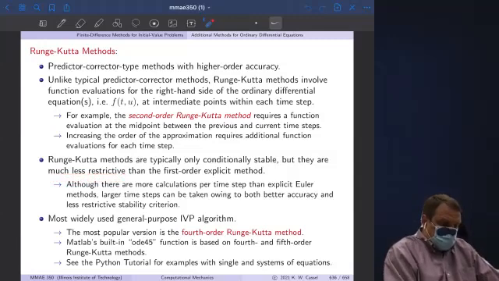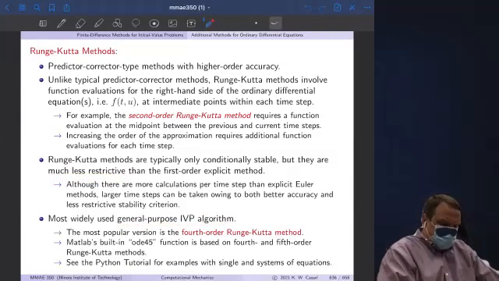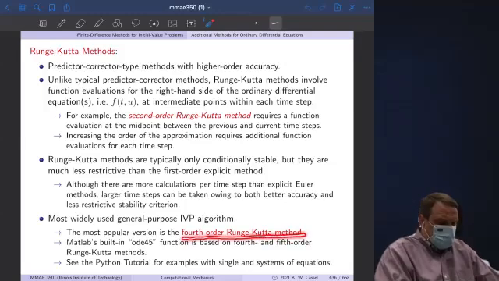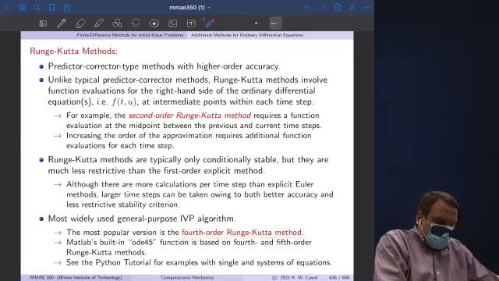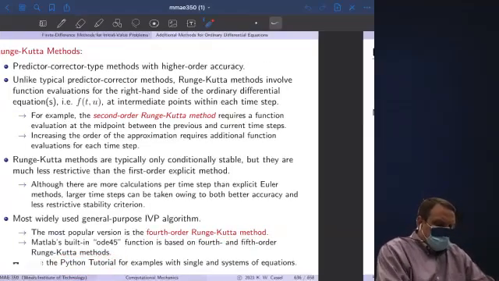This is probably one of the most widely used. As I said, it's built into MATLAB. There are Python functions that do basically the same thing. And the most popular version, again, you can pick whatever order you want, is the 4th order RK, or Runge-Kutta, method. And there are some examples in the Python tutorial that show how to do these.